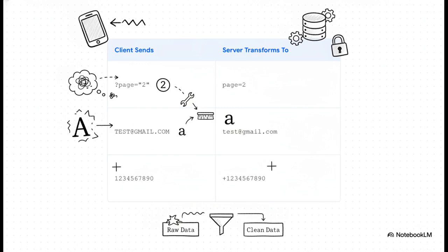We also transform chaotic uppercase emails into a standardized lowercase format and add standardized plus signs to raw phone numbers. We do all of this right at the entry point, so our underlying business logic only ever has to deal with clean, perfectly predictable data formats.